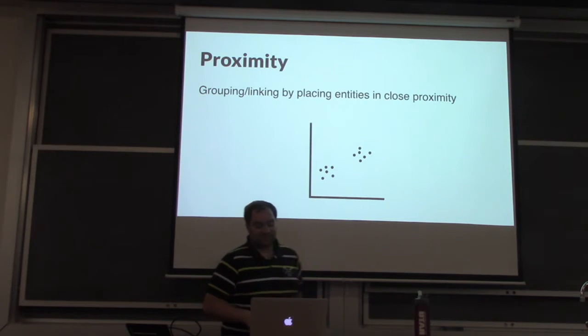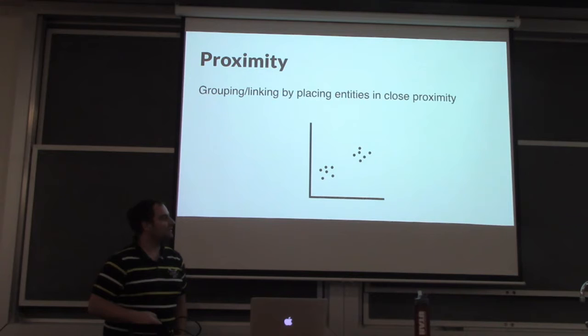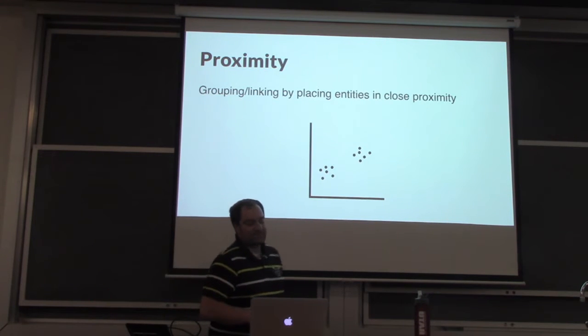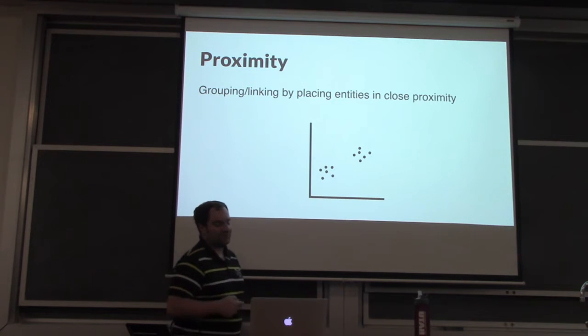So here's an example of how that would look in a scatter plot. This is used quite often, and similarity is often expressed through proximity in some kind of multidimensional projection, for example.